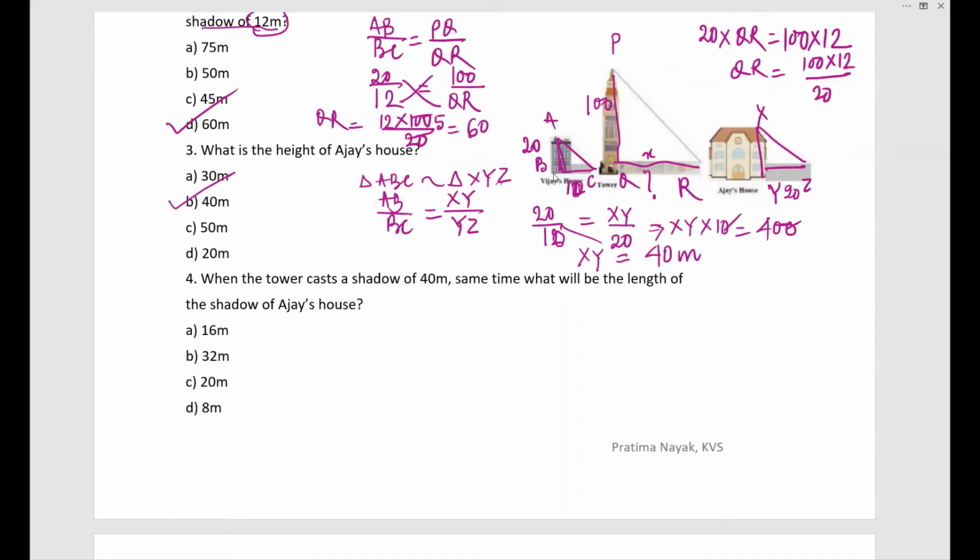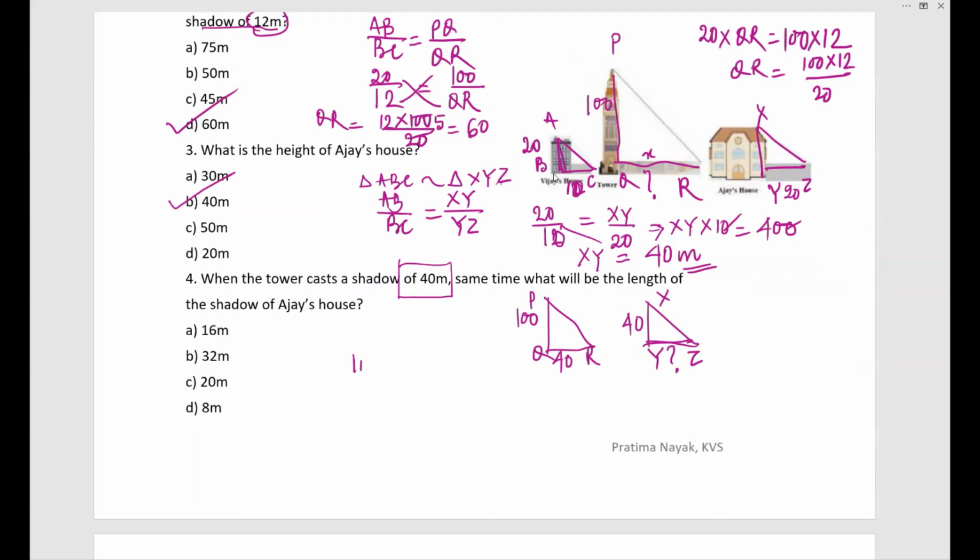Fourth, when the tower casts a shadow of 40 meter. Now tower is casting a shadow of 40 meter. Same time, what will be the length of shadow of Ajay's house? Tower was 100 meter, PQR, because the shadow was 40. Now Ajay's house is how much height? 40. We have calculated here that 40 I will apply. Height of XY was the height. So what will be the shadow of Ajay's house? That means question is about YZ.